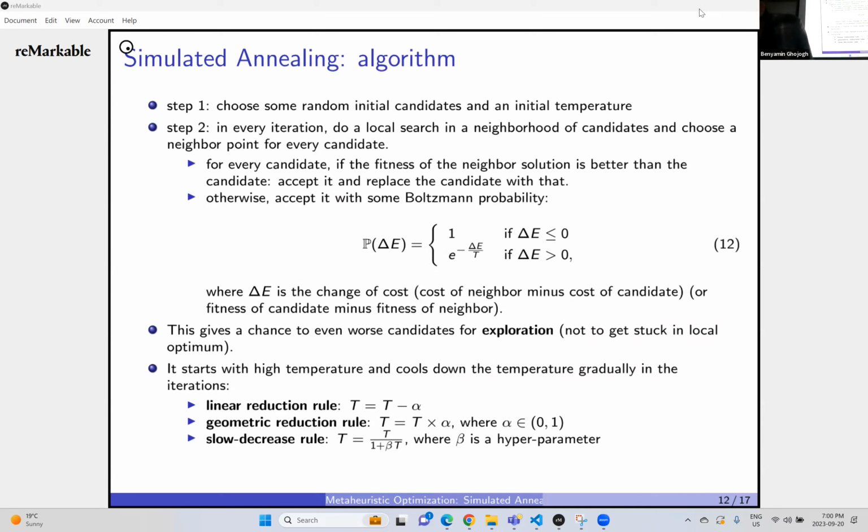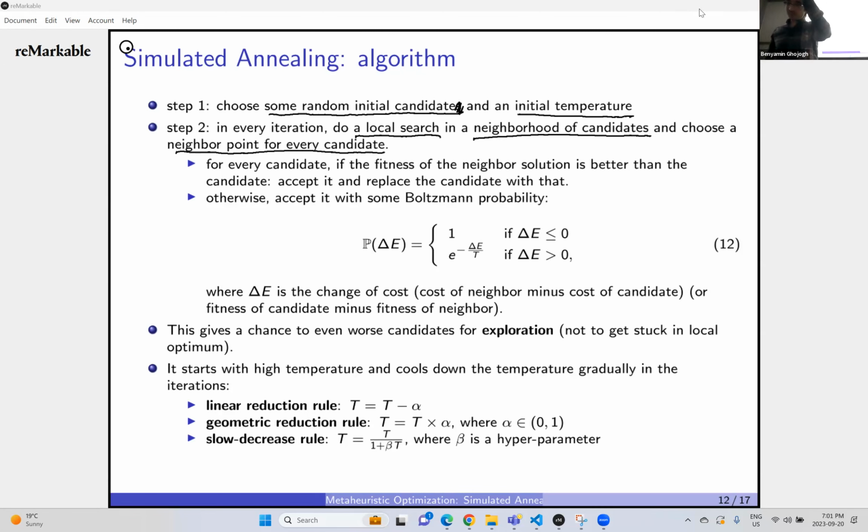So step one, choose some initial candidate solutions and an initial temperature. So we use some initial candidate. I think it should be singular, not plural. And then in every iteration, do a local search in a neighborhood of the candidates, or candidate, doesn't matter, and choose a neighbor point for every candidate. For simplicity, assume I have one candidate for now. We can extend it to several candidates. So assume I have a candidate solution somewhere in the optimization landscape. Then what can we do? I do a local search, okay?